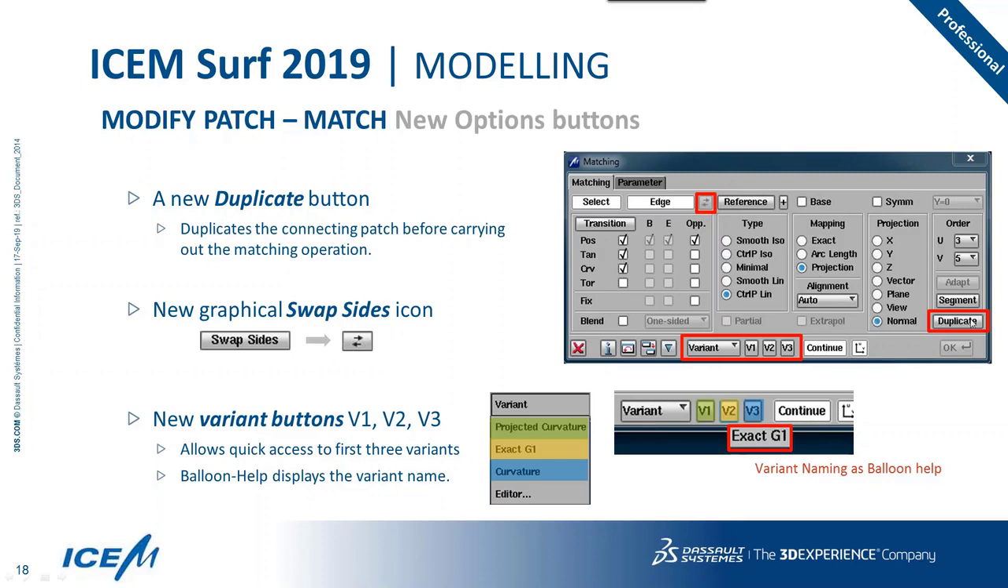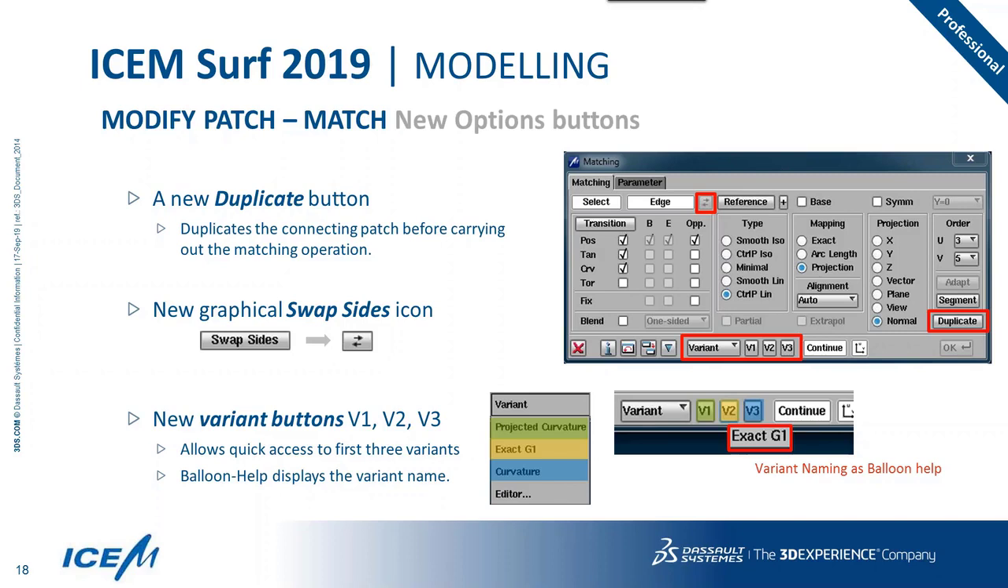We've added a duplicate button to matching. This was an enhancement request from our friends in the Czech Republic, I think. Very pleased to see this one. What this means is that before you make your match, you can duplicate your original surface just in case you didn't want to change it or you want to go back to it easily if you go beyond more than one undo. So it's a nice user enhancement.